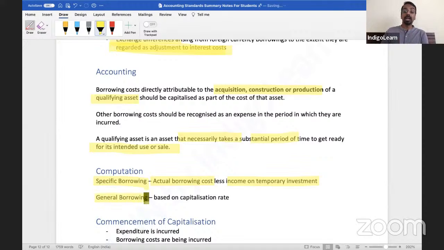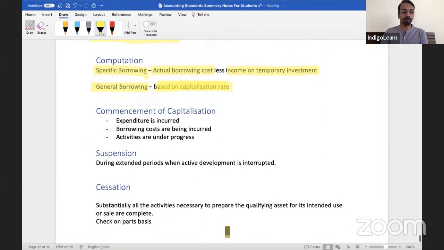If it is a general borrowing, the entity has multiple different borrowings. They have issued debentures, taken bank overdrafts, taken term loans. You cannot identify which loan is taken for which asset. Then you will calculate a capitalization rate. What is this capitalization rate? Weighted average interest rate. Based on the amount of expenditure, you will apply this capitalization rate and compute the amount of borrowing cost to be capitalized. That is the second aspect. Now, sometimes in a question, they may give you specific borrowings as well as general borrowings. So we can assume that specific borrowing was applied first, and then you can take the rate related to general borrowing.